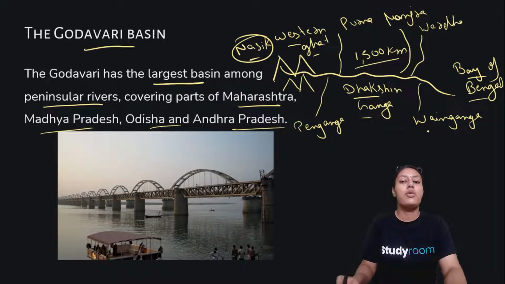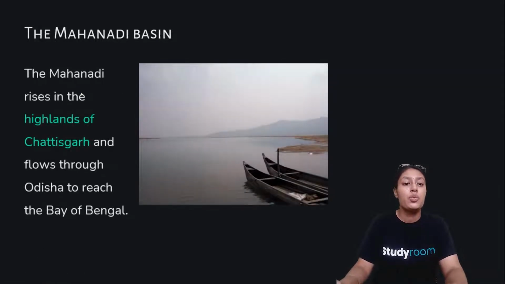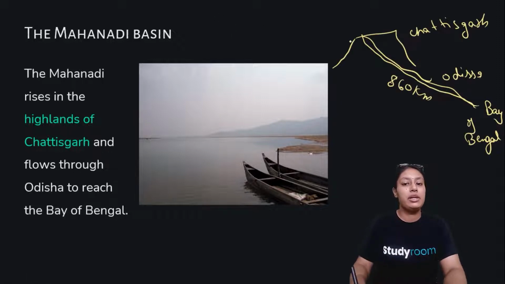It covers almost all the parts of Maharashtra, Madhya Pradesh, Odisha, and Andhra Pradesh. Along its way, many small tributaries accompany the Godavari River, which are Penganga, Venganga, Manjra, Vadra, and Purna. There are several other small tributaries which later join the Godavari River. So this is about the Godavari River, and it originates from Nasik.